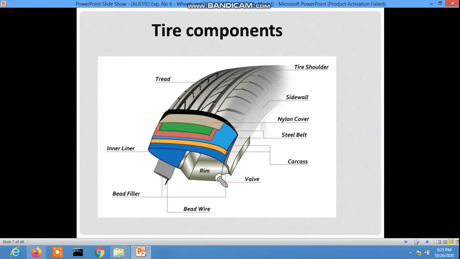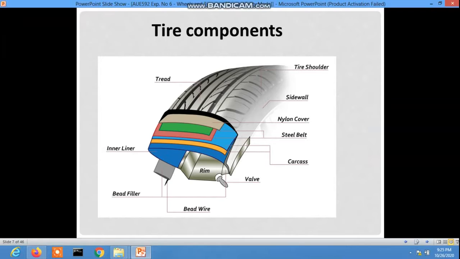After the tread, the nylon cover is introduced. Then steel belts are placed, and after the steel belt, some carcass plies are introduced. The side portion is called the tire wall, and the tread and wall are joined by the tire shoulder.